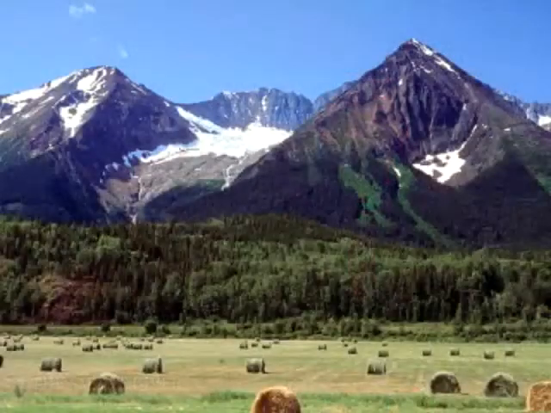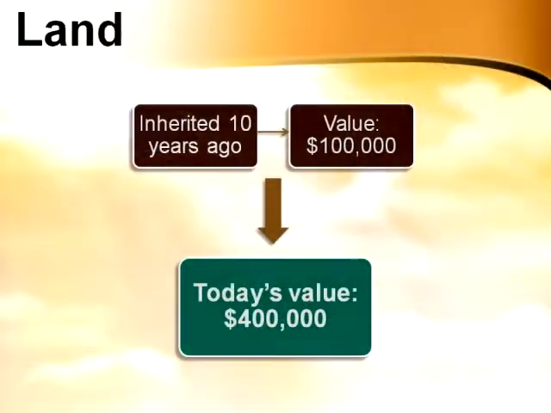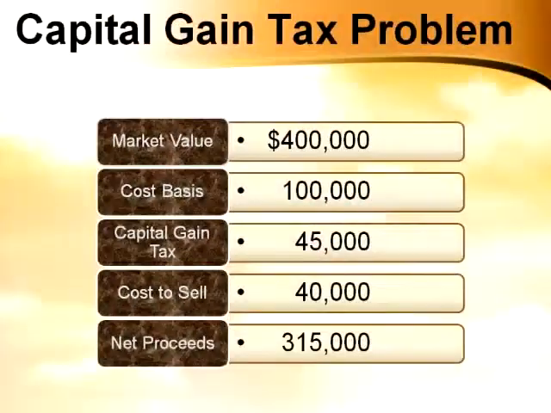His dad died 10 years ago and left him a piece of land that at the time was worth $100,000. Lucky for John, the town has expanded in that direction, and the land is now worth $400,000. What John really needs to do is sell the land and reinvest in something that would produce an income. But the capital gain on the land would be $300,000, and the capital gain tax $45,000. It would probably cost him 10% to sell, so he would net out about $315,000.